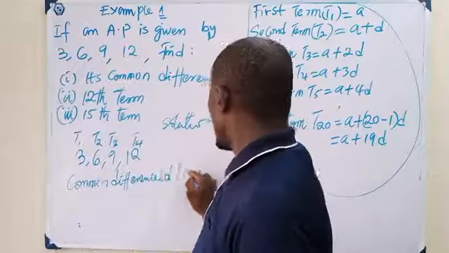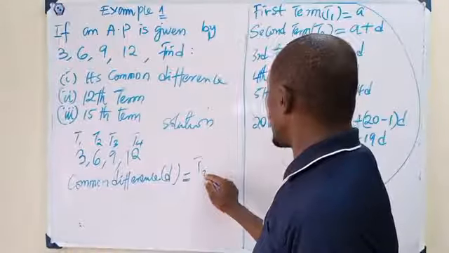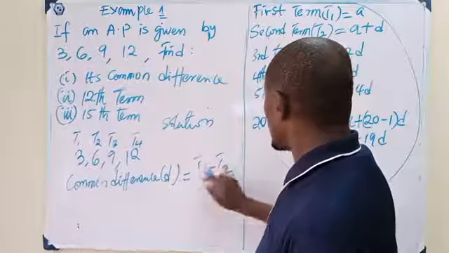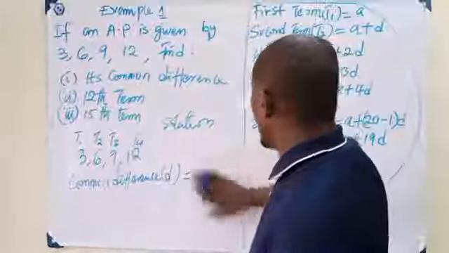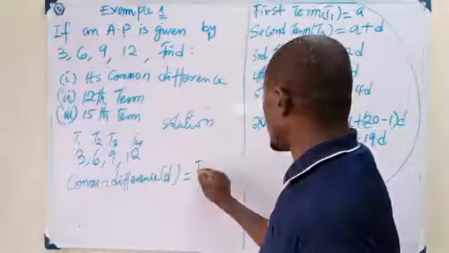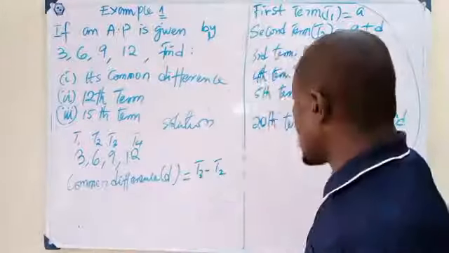D is equal to, you can pick any particular one. You can pick T3 minus T2, or you can pick T4 minus T3. You still get the same thing. Or you can even pick, okay, let's pick this and this. So let's pick T3 minus T2. You will still get the same answer.